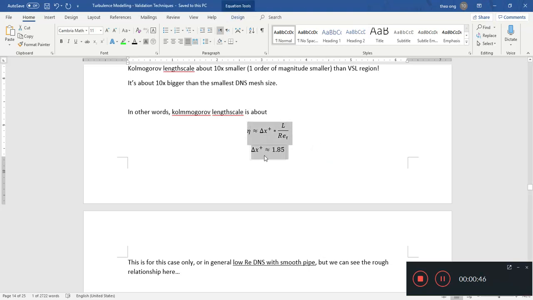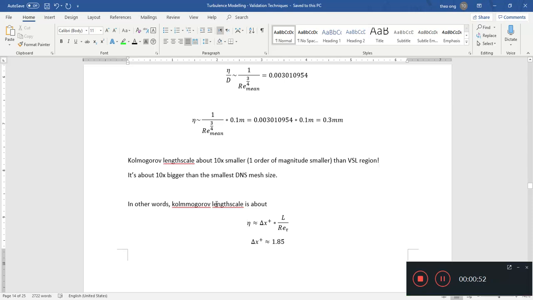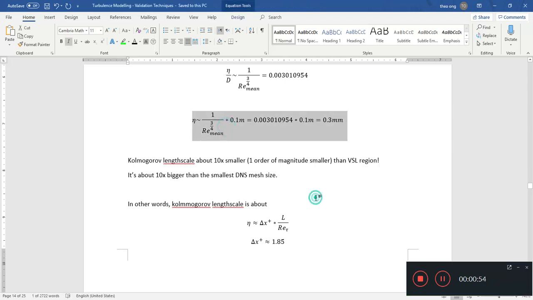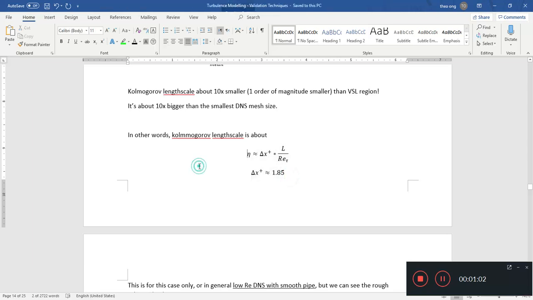So that's a good rule of thumb to take note of, because you don't want to go through all these complex calculations. You just take your Kolmogorov scale, divide by 10 or 20, and you get your smallest DNS mesh size. Okay. So that's one of the things.